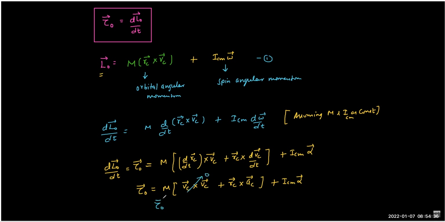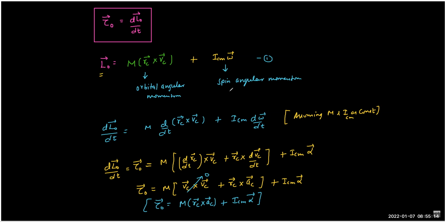So the torque about a point O is basically mass into RC cross AC. And what it means is that RC is the position vector of the center of mass with respect to O, and AC is the acceleration of the center of mass, which you assume while solving it. So this is the actual definition of torque.